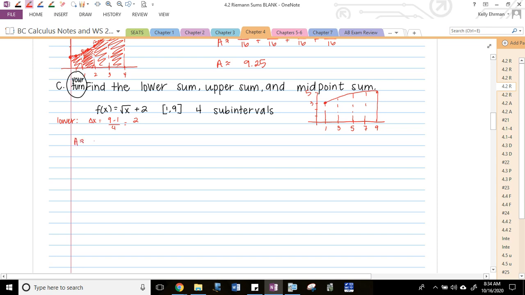So for the lower sum, we've got 2 outside of parentheses. Now a lower sum would start at the beginning of the interval, so f of 1 plus f of 3, because that's the next interval, plus f of 5 plus f of 7. And I have 4 numbers there, so I'm finished at that point. Now I just need to sub in the values.